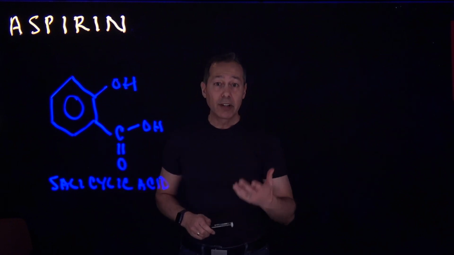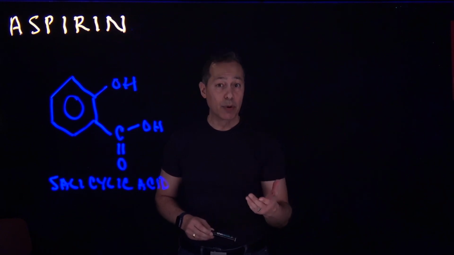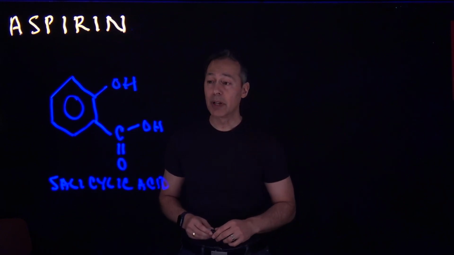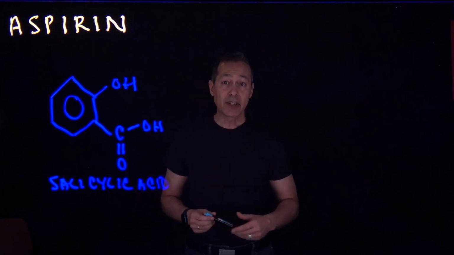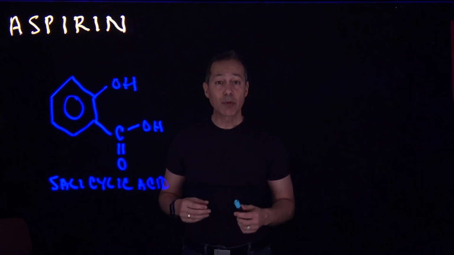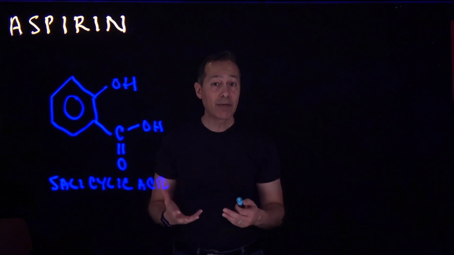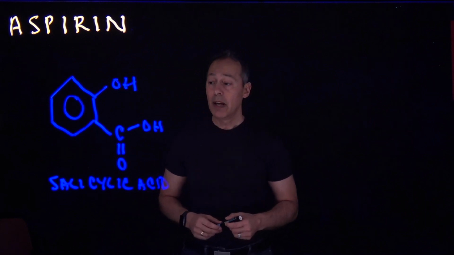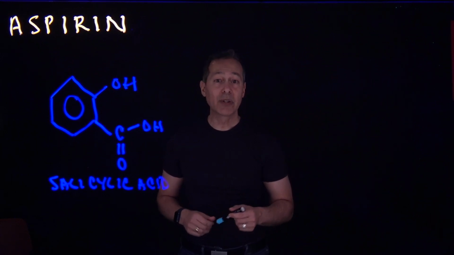And kind of an interesting story on this, there was a chemist from the Bayer Corporation, it was a German pharmaceutical company, whose father was taking a lot of salicylic acid and was developing stomach ulcers. And so this chemist wanted to find a way to make salicylic acid safer for his father to take. And so what they came up with was combining it with acetic acid.